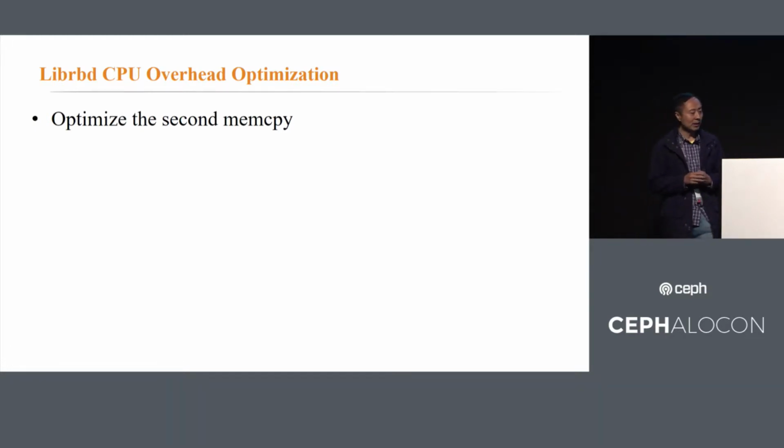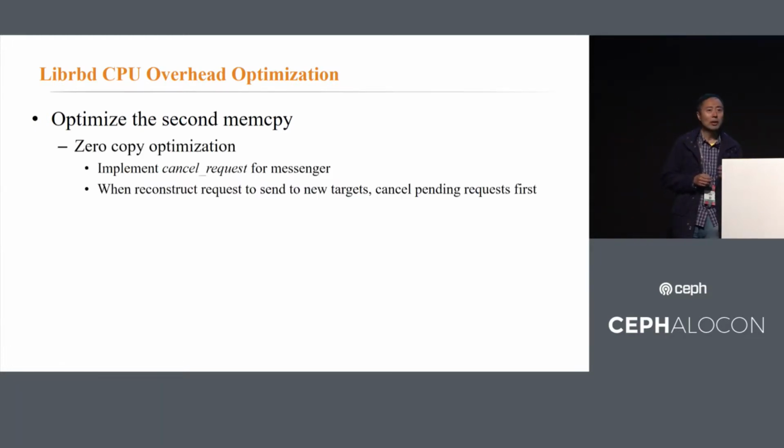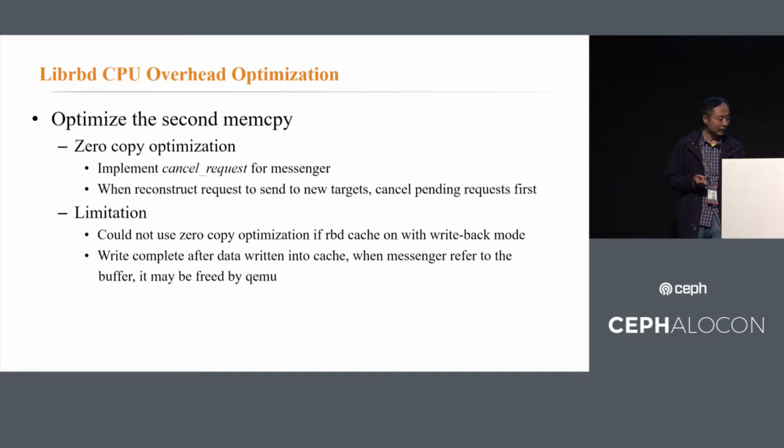So how do we optimize the second memcpy? We want to use zero copy optimization, so we implement cancel request logic for the messenger module. When librbd reconstructs a request to send to a new OSD target, it first calls the messenger cancel API to cancel the pending requests, to make sure those pending requests will not be referred to later.